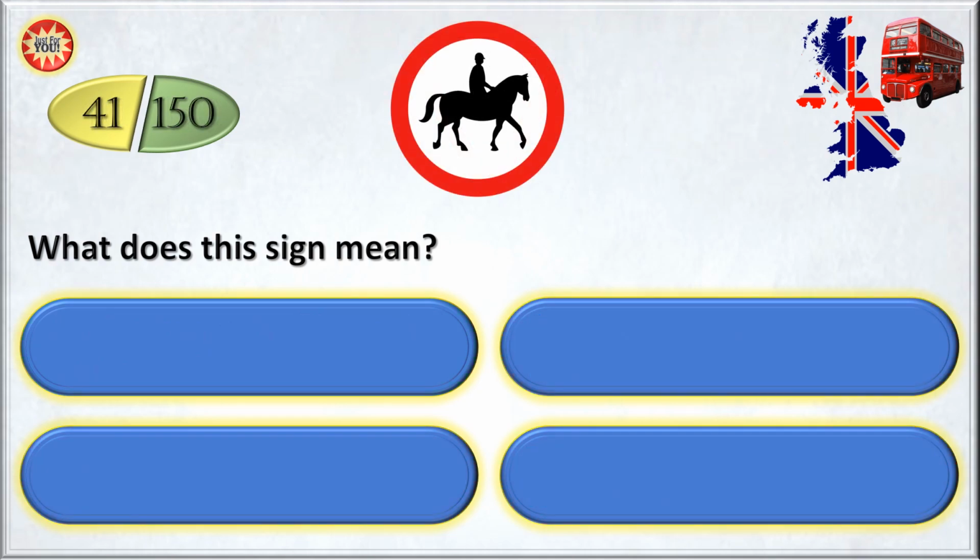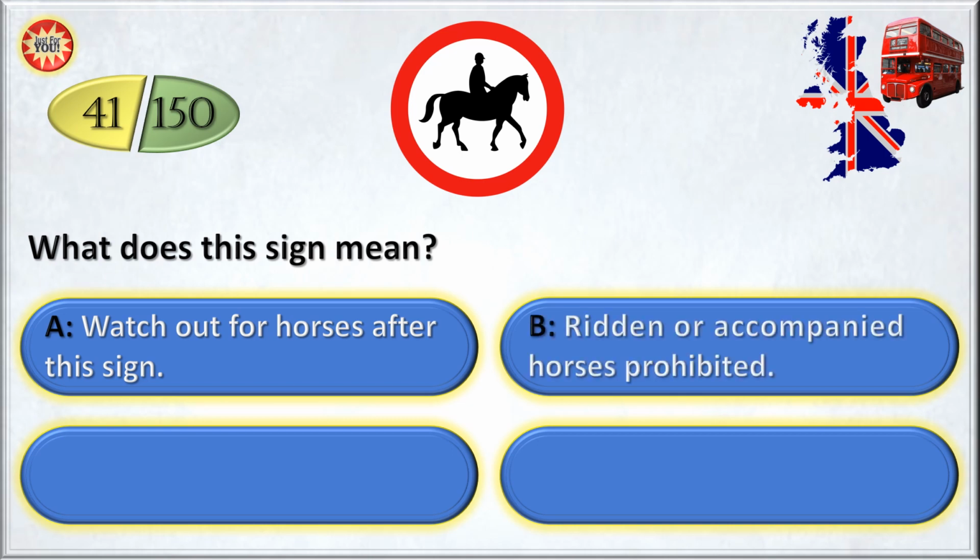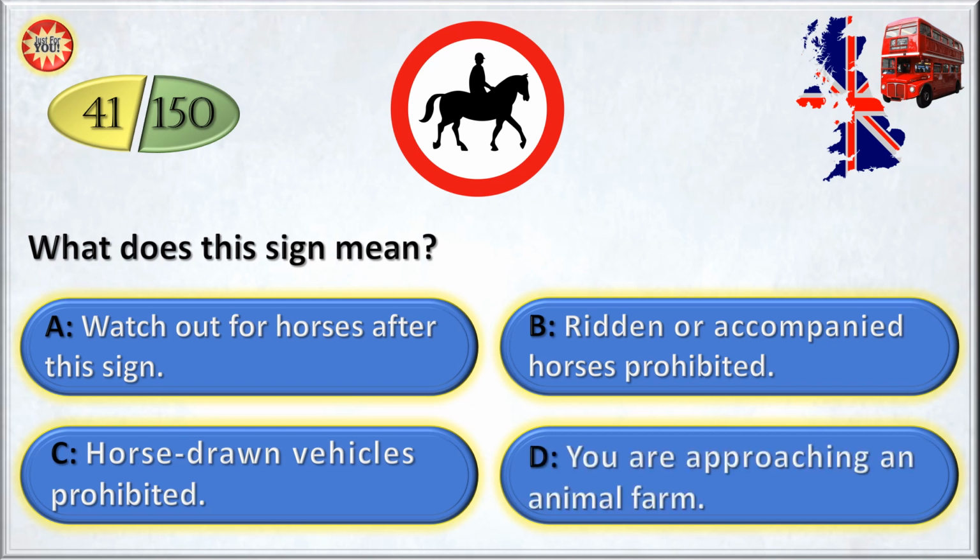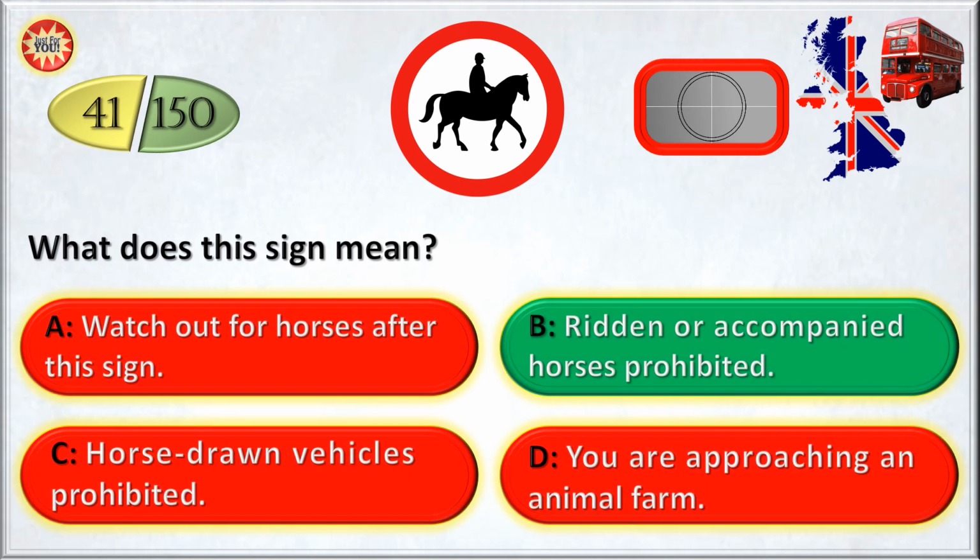What does this sign mean? Watch out for horses after this sign. Ridden or accompanied horses prohibited. Horse-drawn vehicles prohibited. You are approaching an animal farm. Ridden or accompanied horses prohibited.